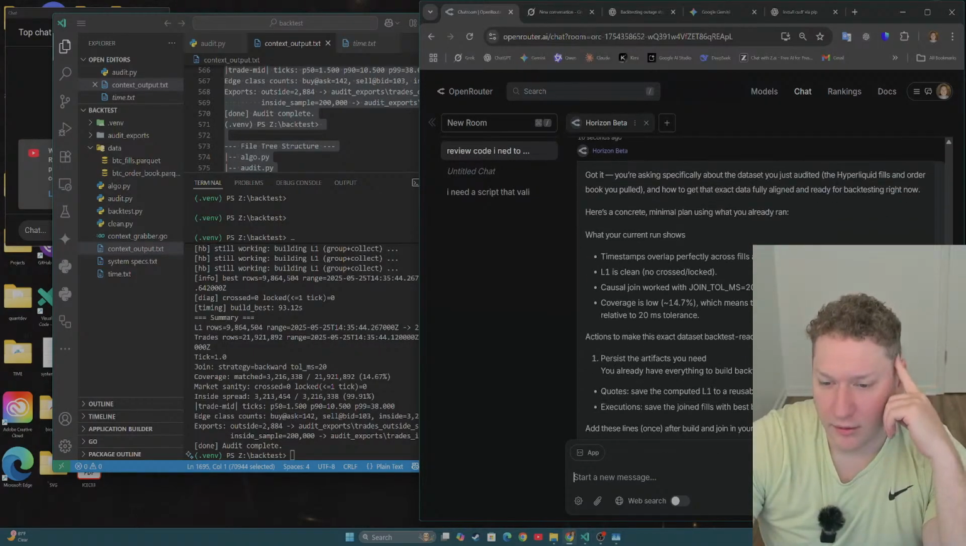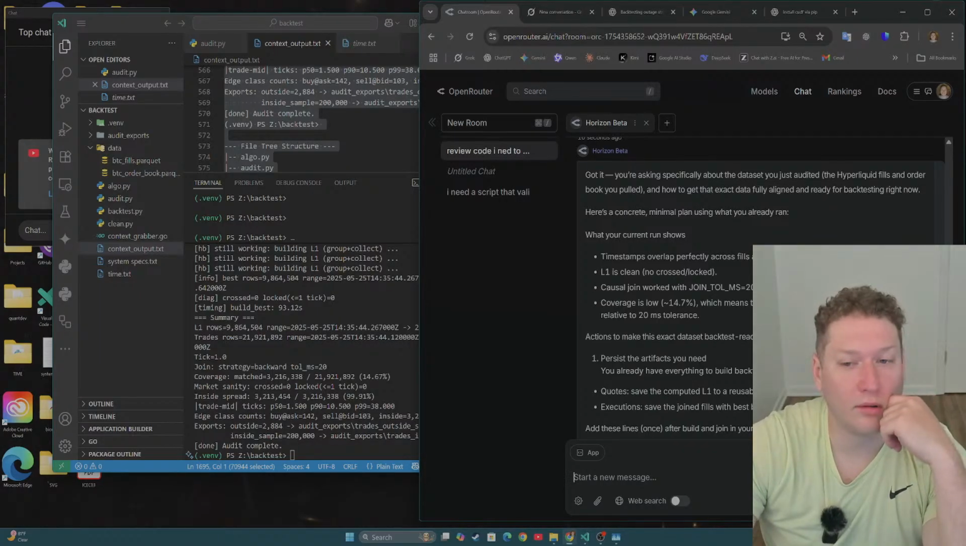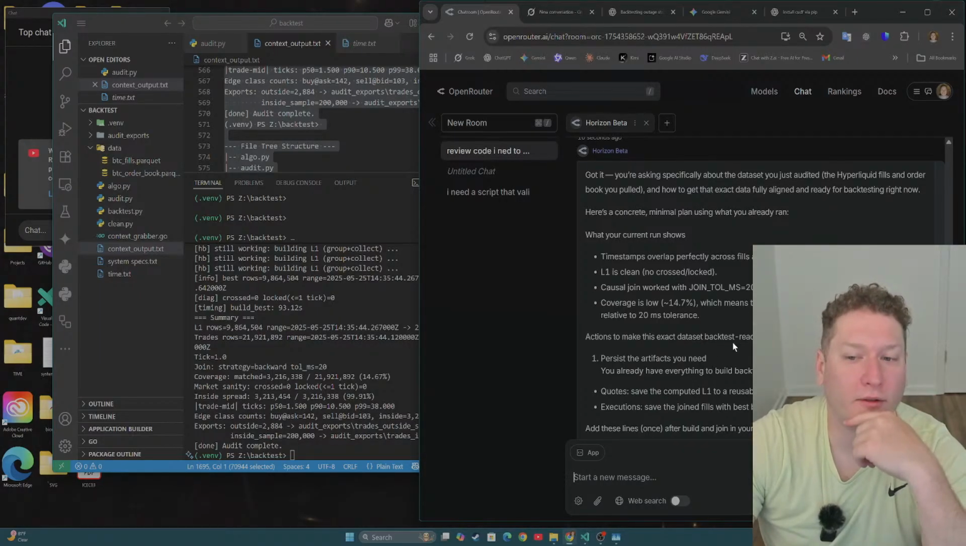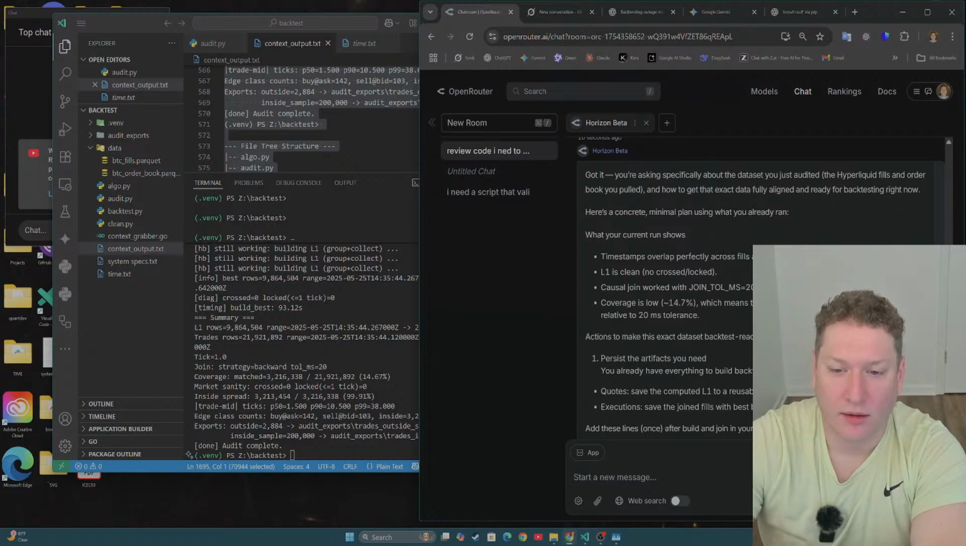Okay, here's your current. The coverage is low. What your current run shows, timestamps overlap perfectly across fill and book. L1 is clean. Causal join worked, with join tolerance at 20 millisecond. Coverage is low. See that?